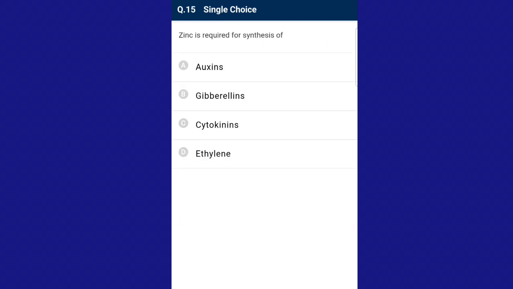Question number 15. Zinc is required for the synthesis of. Plants obtain zinc as zinc ions. It activates various enzymes, especially carboxylases. It is also needed in the synthesis of auxin. So the answer is option A, auxin.